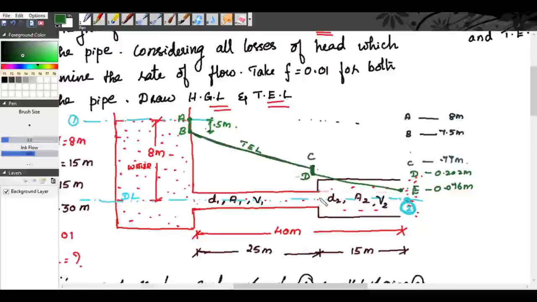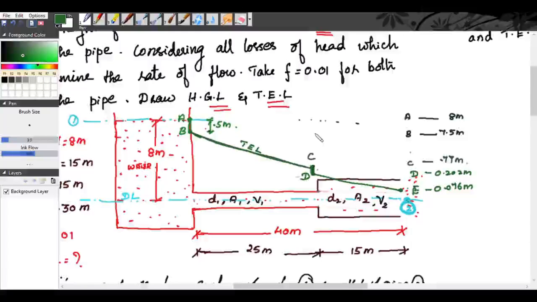Then at this point there is a minor loss, that is due to sudden enlargement at this point. So there is a vertical line. Then from this to this there is a frictional loss, so slanting line. So this slanting line represents the frictional losses, or the major losses, and the vertical line represents the minor losses. Okay, you can mention it in another way also. That is, from A to B the distance is 0.5 meter.